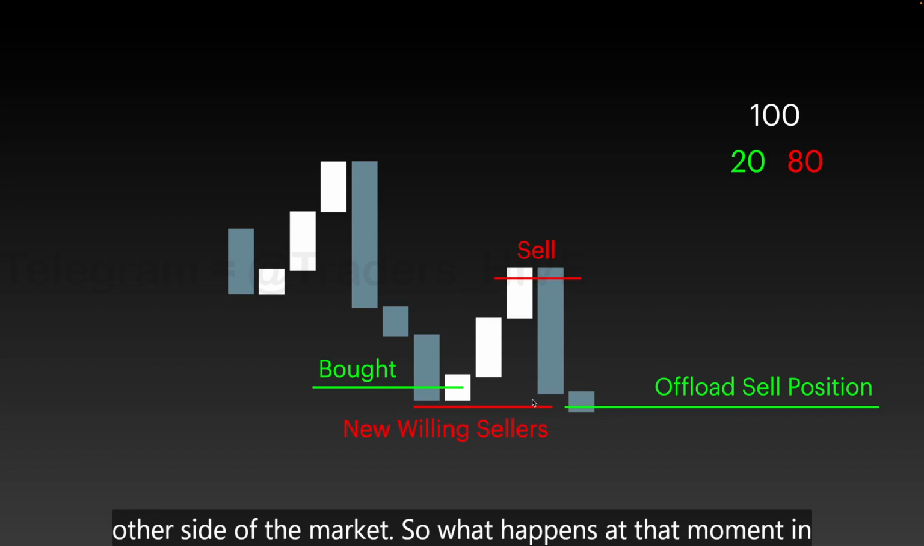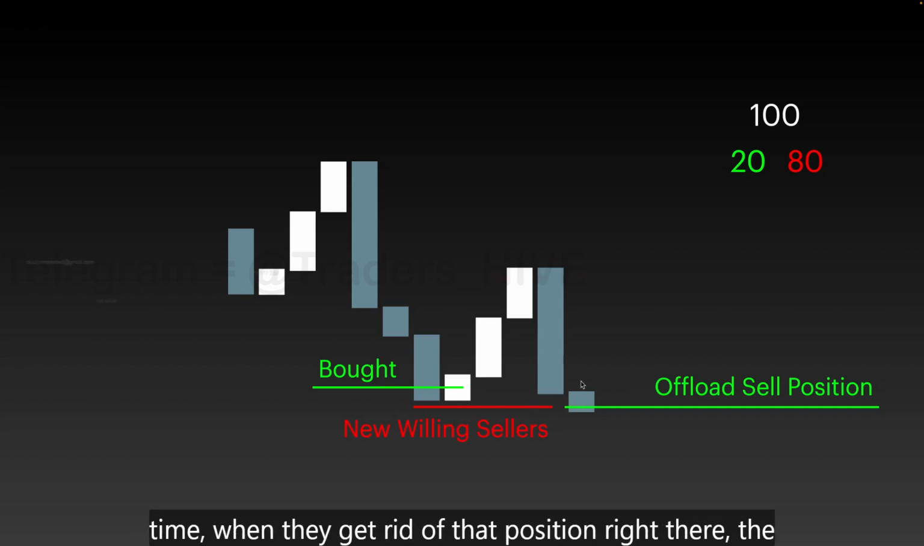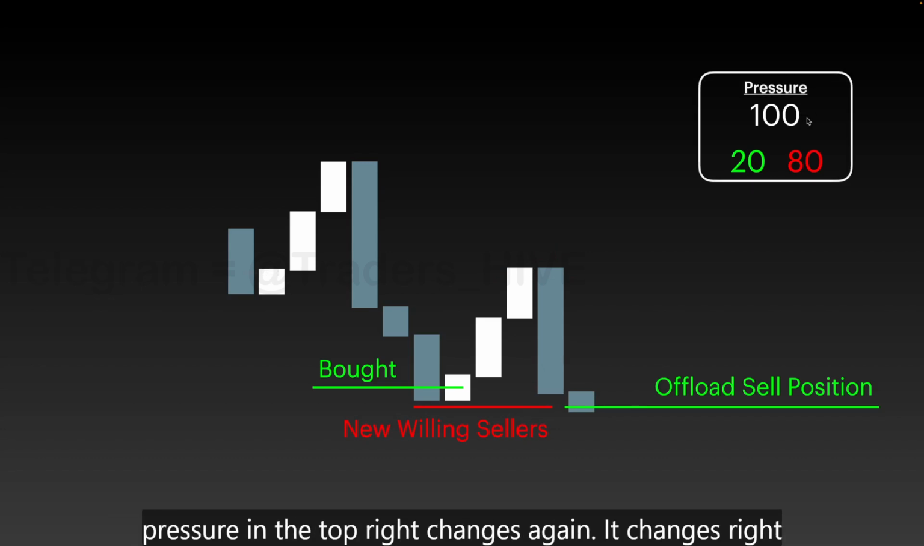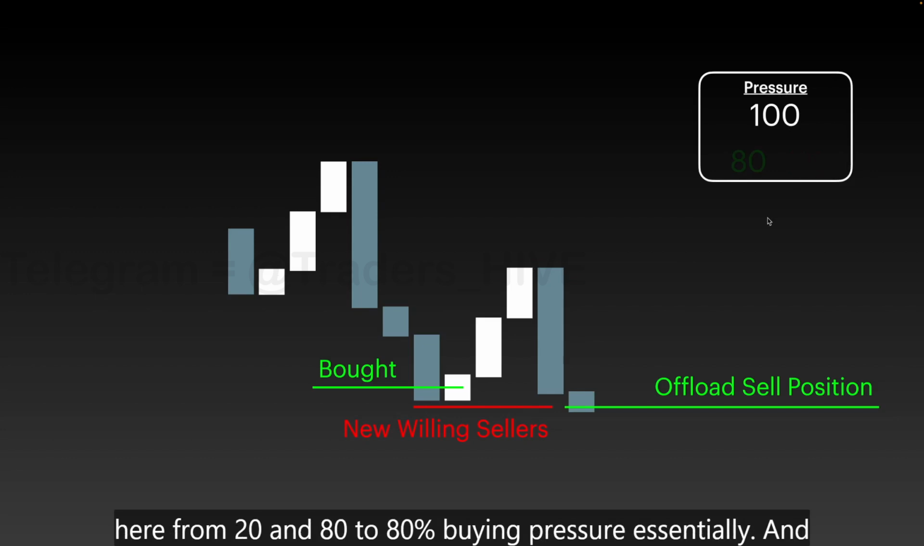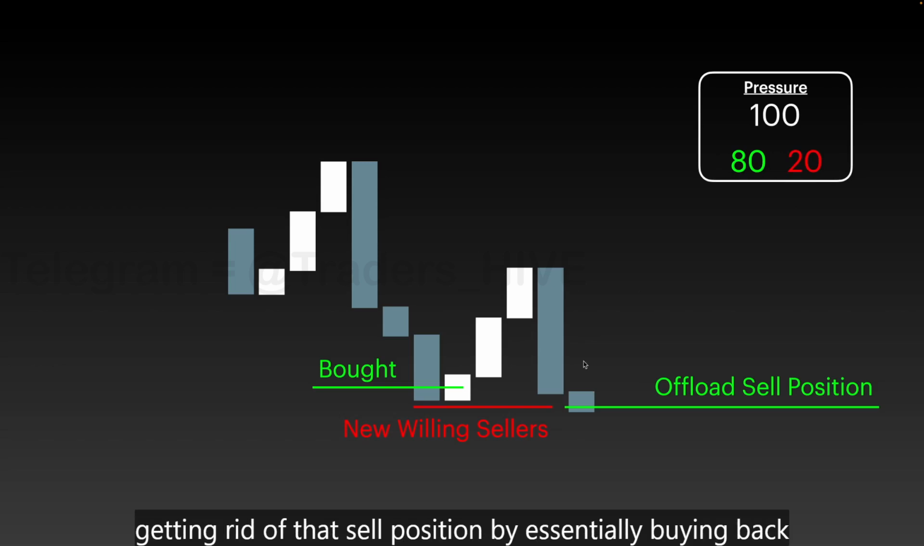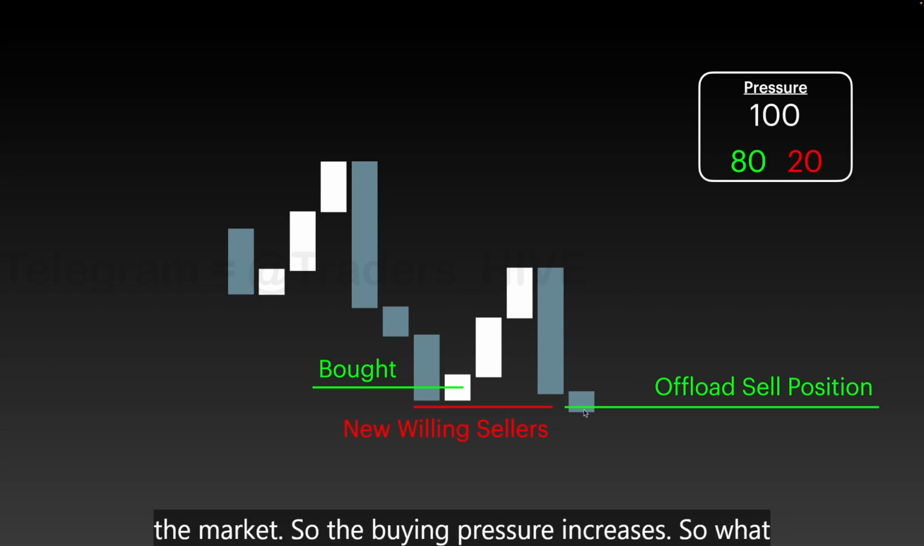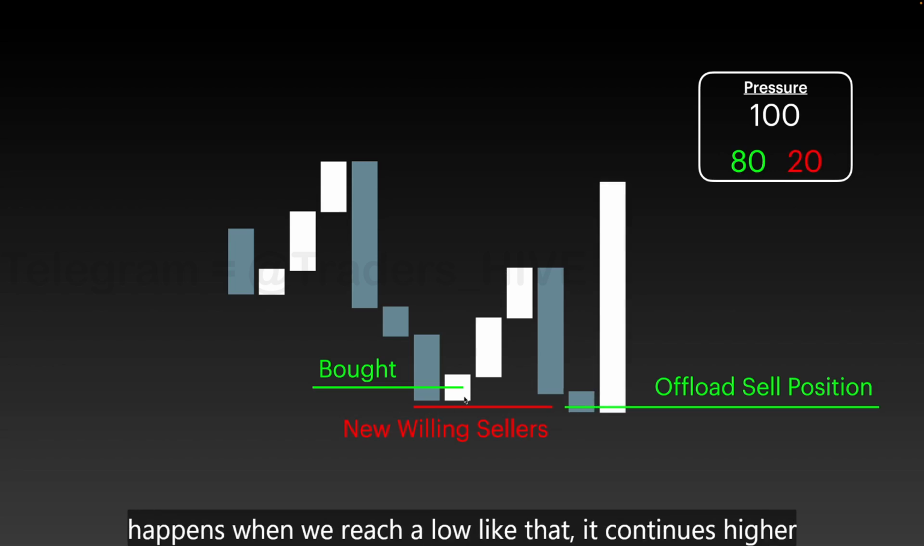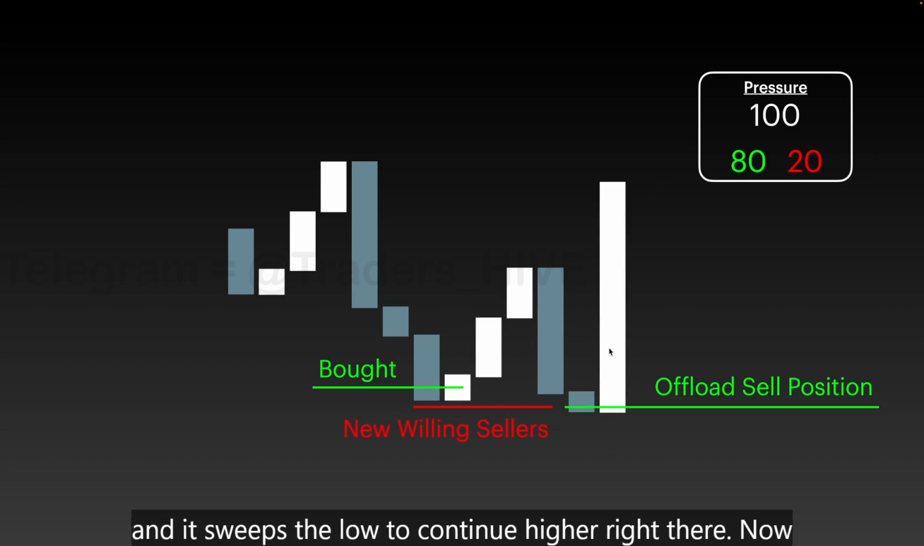So what happens at that moment in time when they get rid of that position? The pressure at the top changes again. It changes right here from 20 and 80 to 80% buying pressure essentially and 20% selling pressure, because they are now getting rid of that sell position by essentially buying back the market. So the buying pressure increases. So what happens when we reach a low like that? It continues higher and it sweeps the low to continue higher.